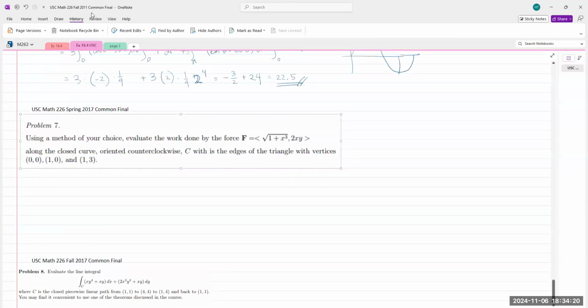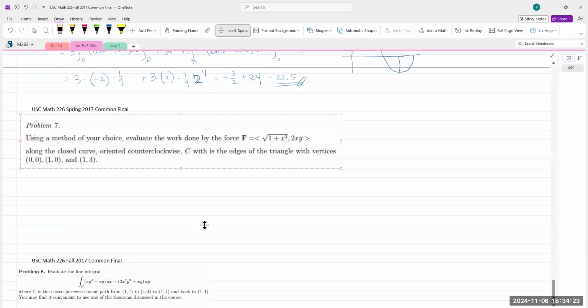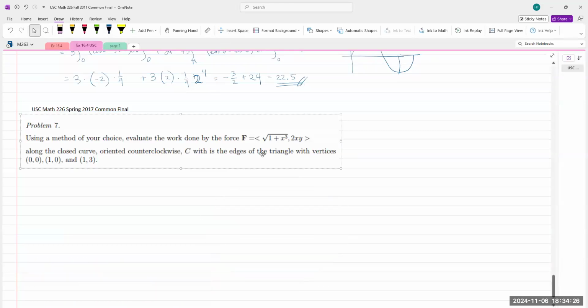Use a method of your choice. Yeah, that's right. If you can choose, why you choose the hard one? Okay, to evaluate the work done by the force along the closed curve. So that's the hint. They don't tell you to use Green's theorem that explicitly, but implicitly they tell you it's a closed curve. And then once it is a closed curve, in 2 dimensions, you know you can use Green's theorem. The points are 0, 0, 1, 0, 1, 3, oriented counterclockwise.